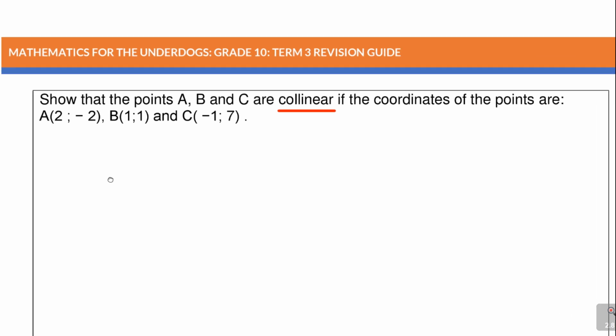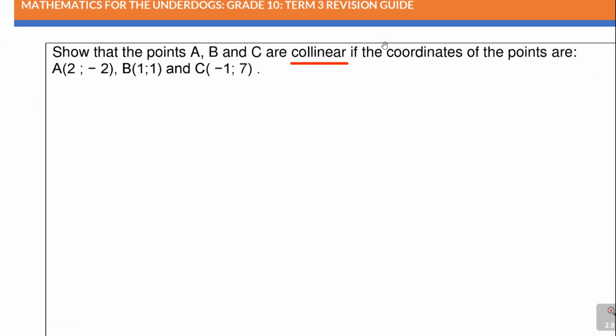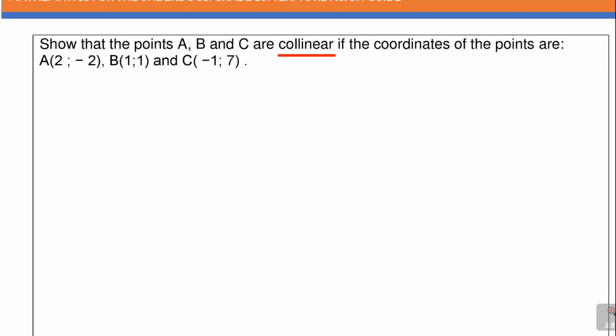So this question, what is it saying? It says show that the points A, B, C are collinear if the coordinates of the points are given. So here it's up to you. You can say this is XA, YA, sorry about that, that's a common error that sometimes happens. You call it XA, YA, not YB, and then here XB, YB, and XC, YC.